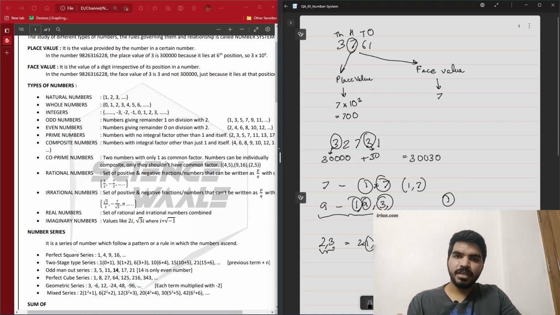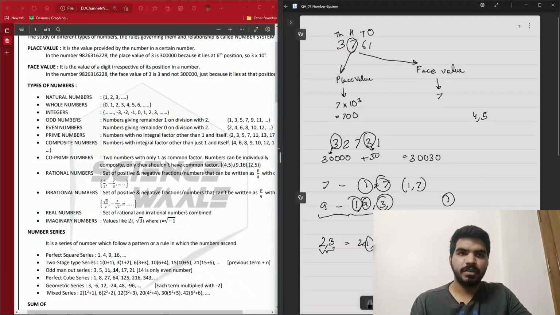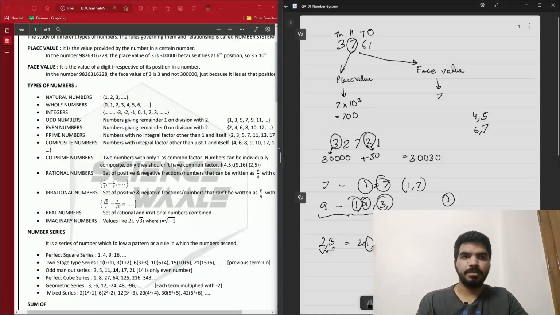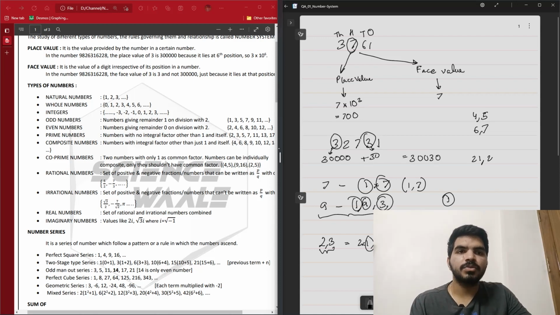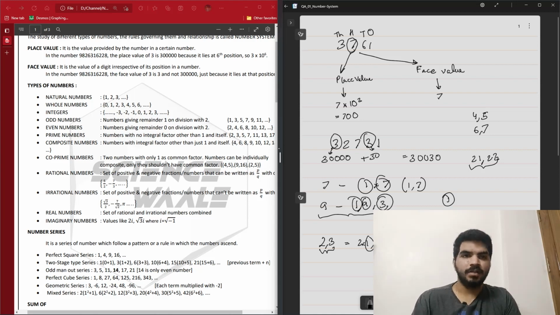Remember this: if there are two consecutive numbers, like 4, 5, 6, 7, they will both be co-prime. It's not necessary that the numbers themselves be prime. For example, 21 and 22, neither of them is prime, but they are co-prime. Co-prime is a property which applies to a pair, not an absolute property that the number should also be prime. It means they should not have a common factor other than 1.